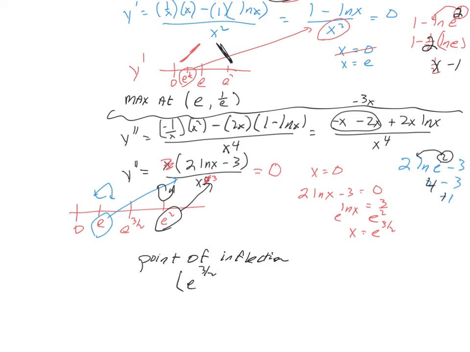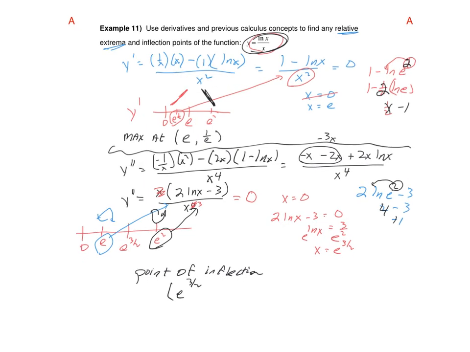And then we've got to go back to the original to see the y coordinate. So if I wanted to see the y coordinate, then I can say that y evaluated at e to the 3 halves is equal to natural log of e to the 3 halves over e to the 3 halves. So I bring this guy down. So then I've got 3 halves over e to the 3 halves. All right, that's part A.